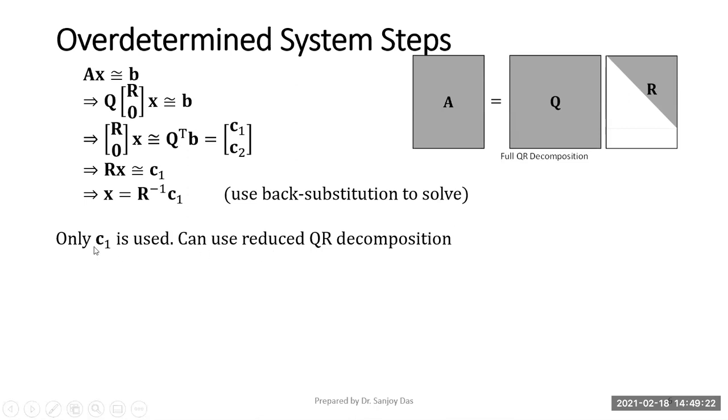Now we can use reduced QR decomposition too. When we do Q transpose B, it will automatically give you C1, because we have already dropped the rightmost columns of Q. So we can use reduced QR decomposition right away.